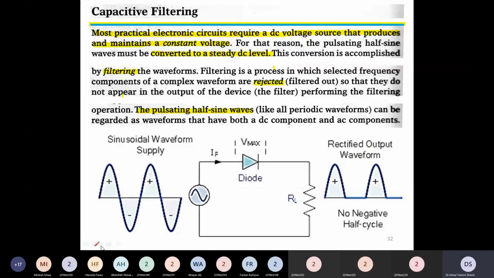However, the problem lies in the output waveform. The output waveform should be steady. It should be a steady DC level. This is not steady. It is a half sine wave, then 0, then another half sine wave, and then 0 again. This is not steady. We need a waveform that should remain almost constant with respect to time. Right, so let's move ahead.